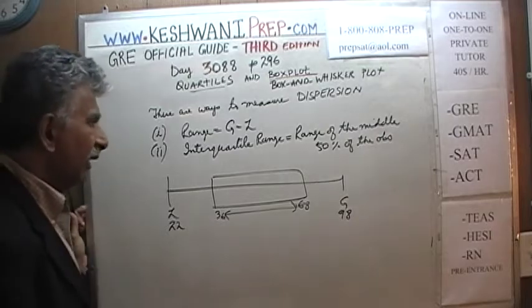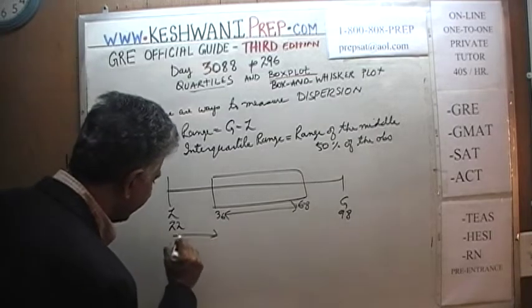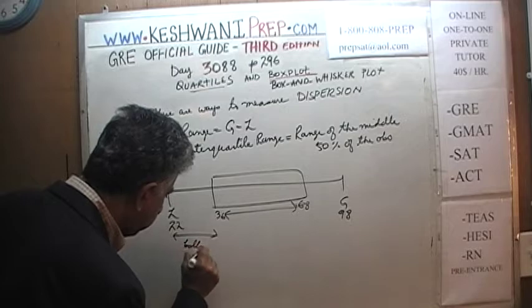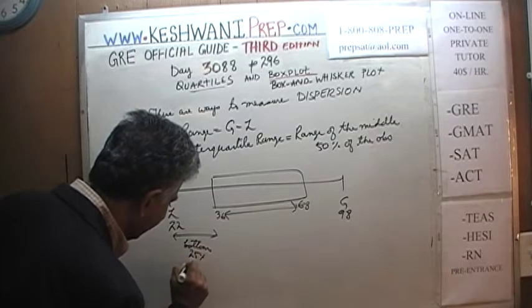But we know nothing at all about the bottom 25%. The bottom 25% is dropped.